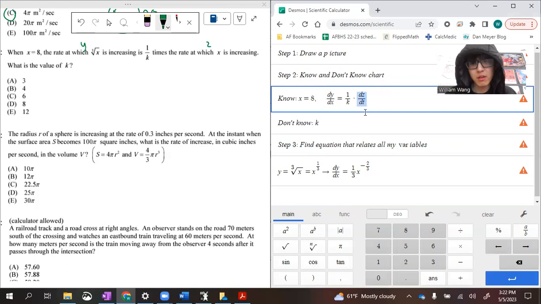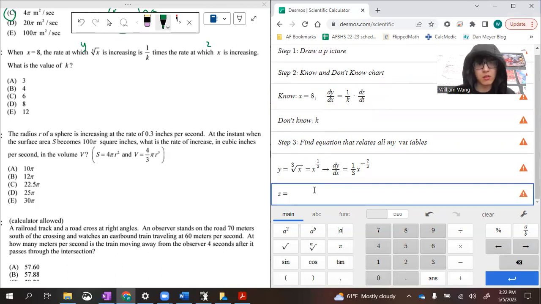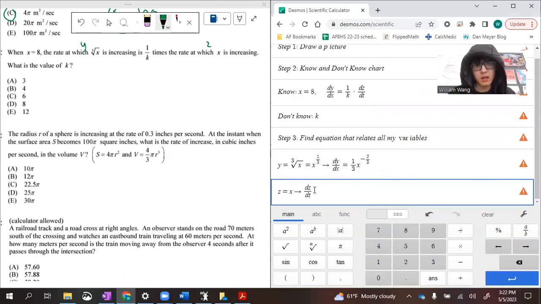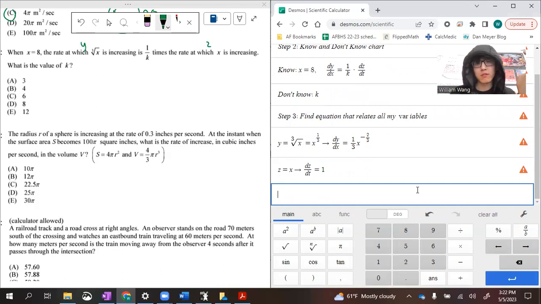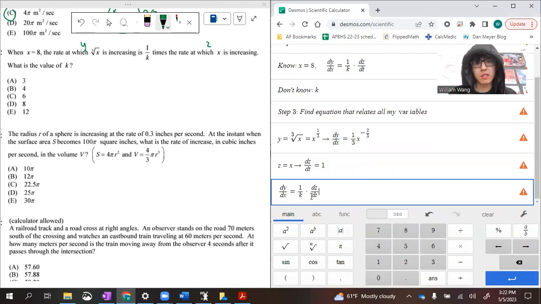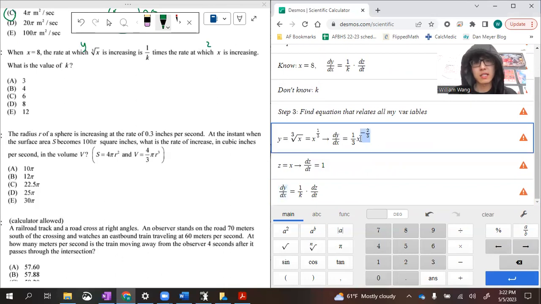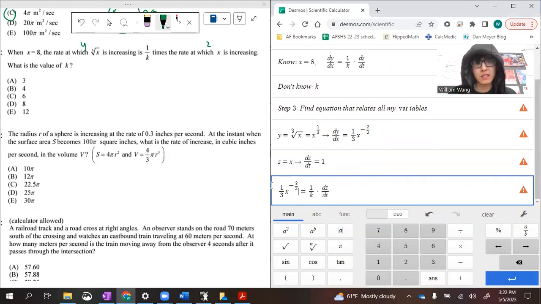All right, same thing here. To find dz over dt, if z is equal to x, that means dz over dt is equal to 1, because the derivative of x is 1. So what are they really saying here? The equation that relates all my variables is this equation: dy over dx is equal to 1 over k times dz over dt. Dy over dx, that's my derivative, it's really 1/3 x to the negative 2/3. That's the rate at which the cube root of x is increasing. So actually, I'm going to write that here.